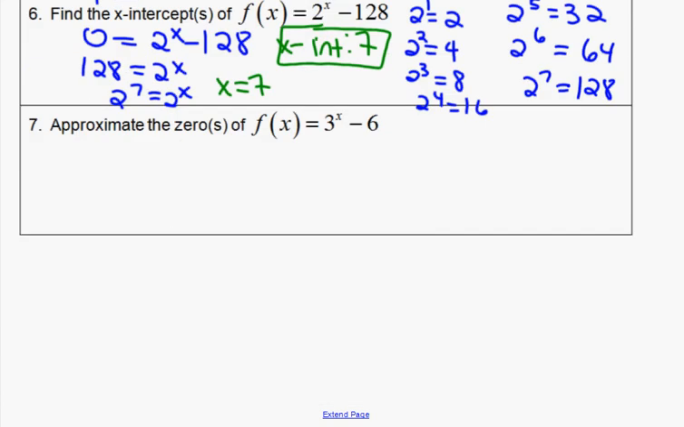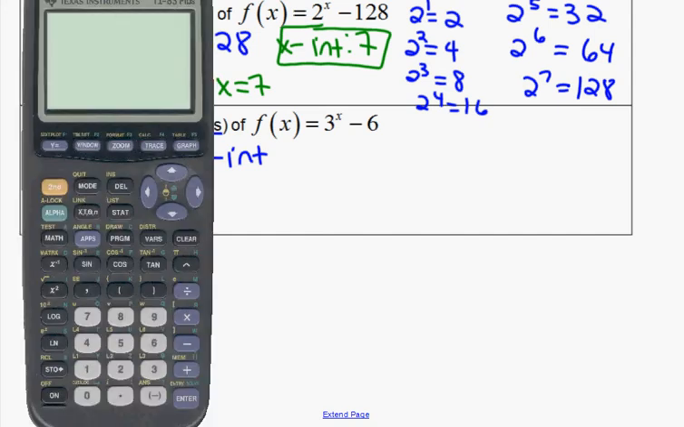Looking at the last example here, we're going to approximate the zeros of 3 to the x minus 6. Now remember, zeros and x-intercepts are not exactly the same, but they're pretty close to being the same. If they're both real values, then they're going to be the same. So get your calculator out. I'm going to show you another way of doing this problem.